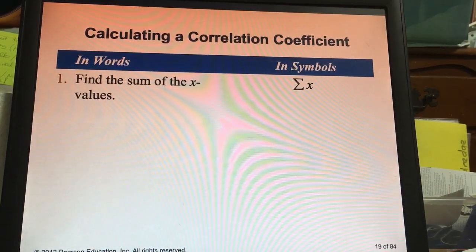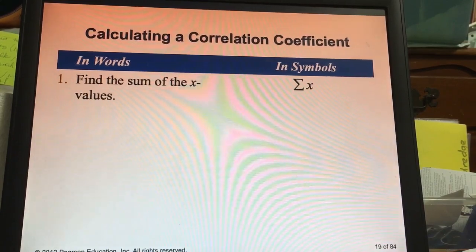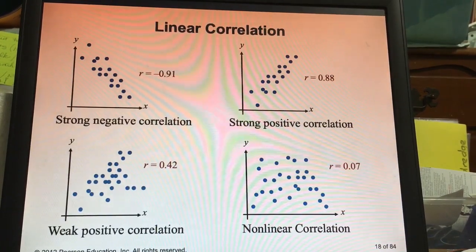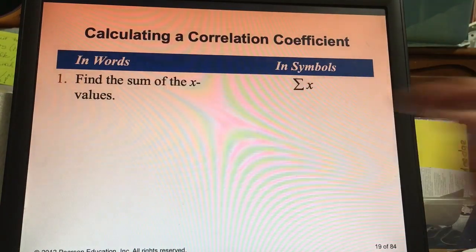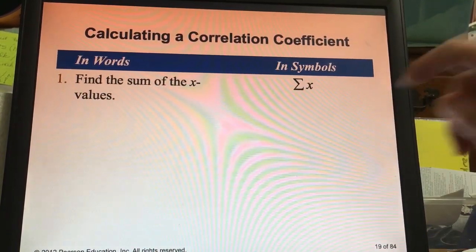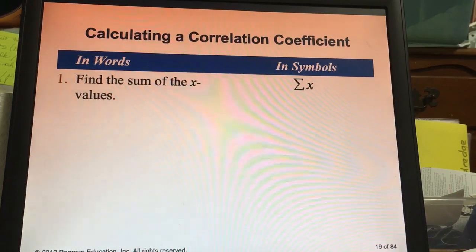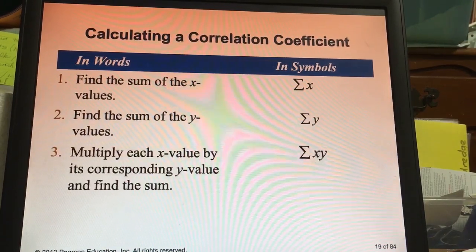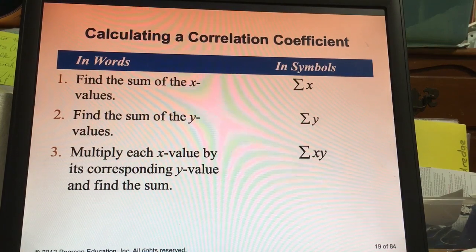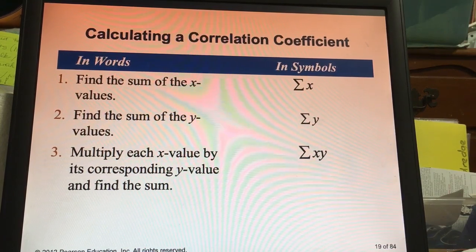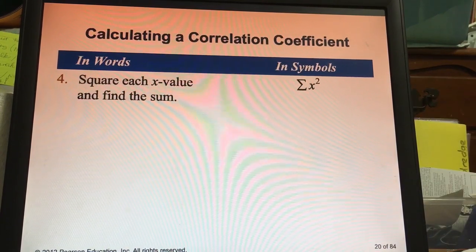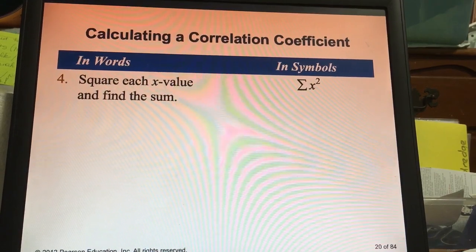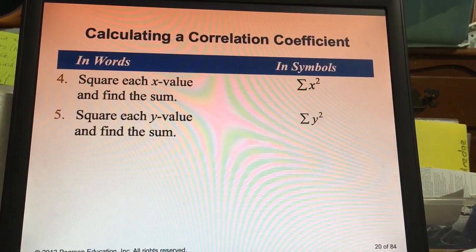So, how do we go about finding a correlation coefficient? We saw a bunch of correlation coefficients already calculated for us, but how do we calculate them? Find the sum of the x values. Your sum of x is given to you in your one variable stats. Find the sum of the y values, multiply each x value by its corresponding y value, and then find the sum. So we're going to multiply x times y and sum those up. Square each x value and then sum them. Square each y value and then sum them.